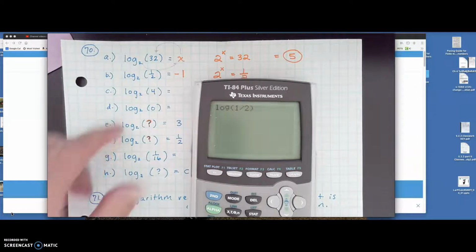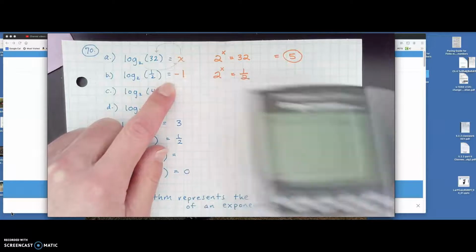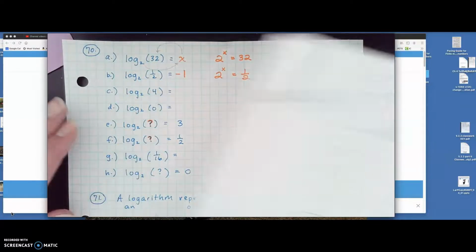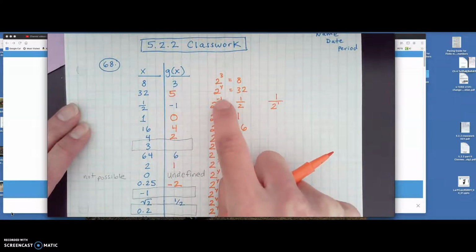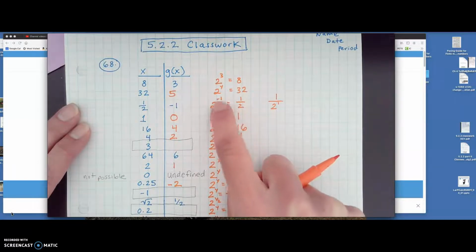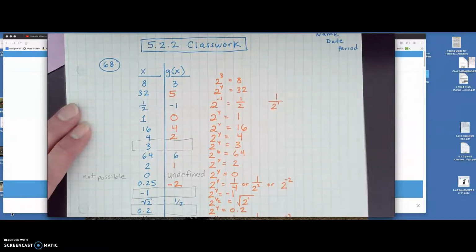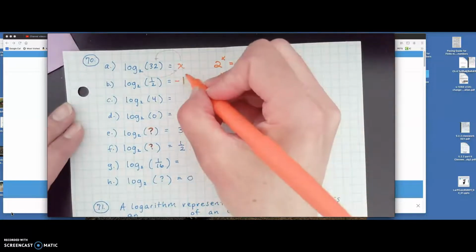So log, I'm doing the 1/2 first and then divided by log 2. Okay, so we got -1. And I didn't really show a lot of work on this because we also did that one on the other page right here. So 2 to the -1 is going to equal the 1/2 because 2 to the -1 is the same thing as 1 over 2 to the +1. All right, so I'm just going to circle that one.